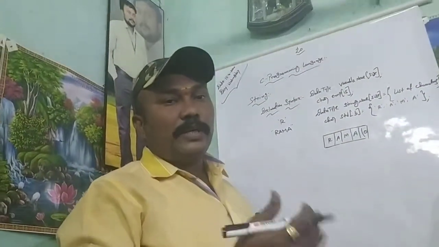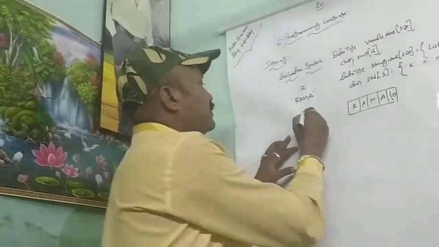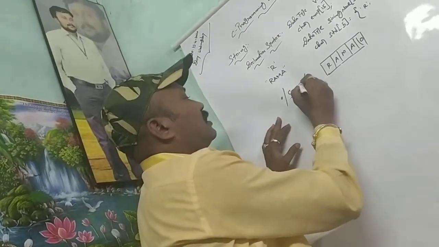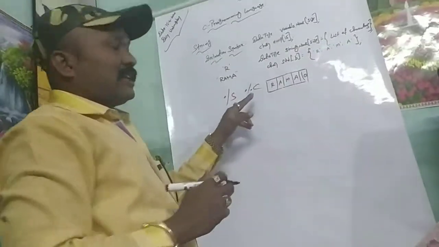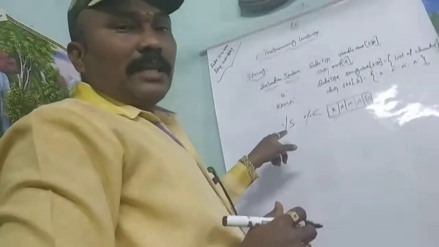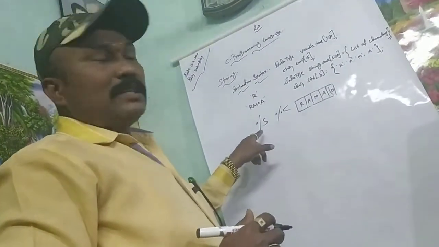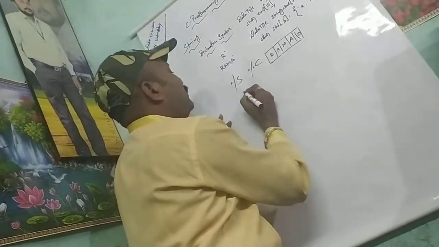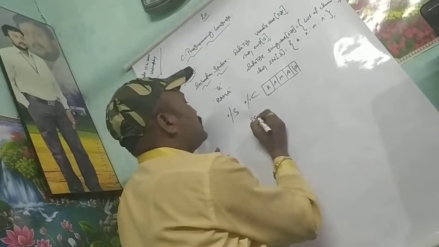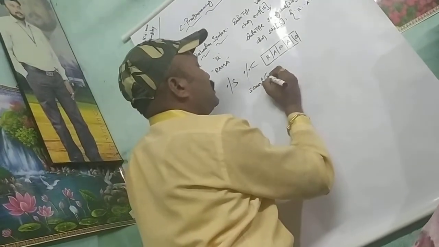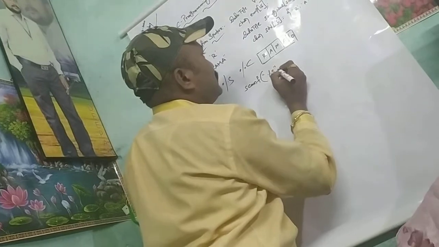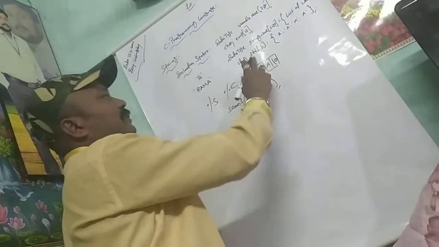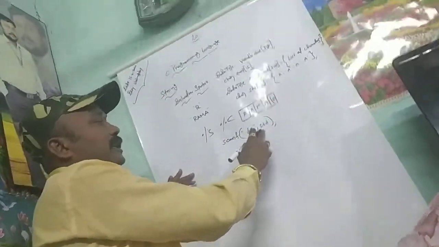Then how to read a string? It is with percentage s. Or percentage c, which reads character by character. At a time, you can read a group of characters using percentage s. For example, please observe carefully, my dear students. For the same string, how to read? Scanf, I think everyone knows. Scanf, percentage s, then std, that is the student variable. Now you can read Rama. Enter the Rama.